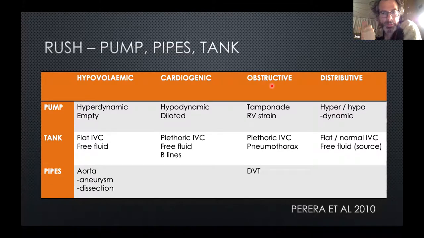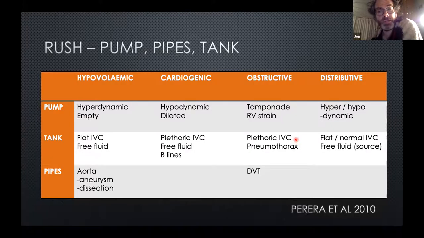In terms of obstructive shock, obviously there are a few different causes. We've got tamponade, massive PE, and tension pneumothorax being the main three. In tamponade, Matt will talk about that later, but ultrasound is the main way of diagnosing that. Then RV strain in PE. But whatever the cause of the obstructive shock, you'll always see a plethoric IVC.